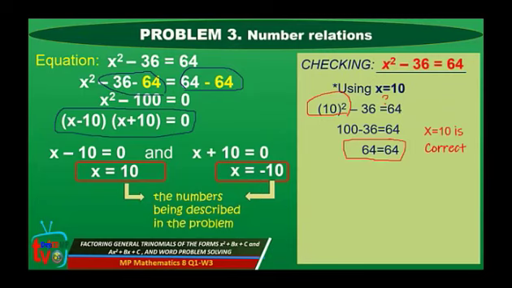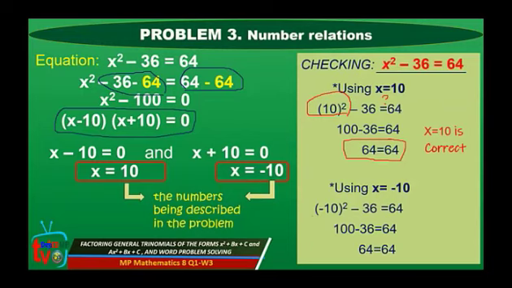Let's check the value of x, which is equal to negative 10. The same process. We substitute the value of x, which is negative 10. So we have negative 10 to the second power minus 36. Is it equal to 64? The quantity negative 10 to the second power is equal to 100 subtract 36. The result is 64. Therefore, we are very confident that our answers are correct.